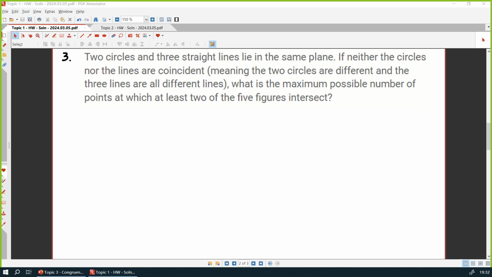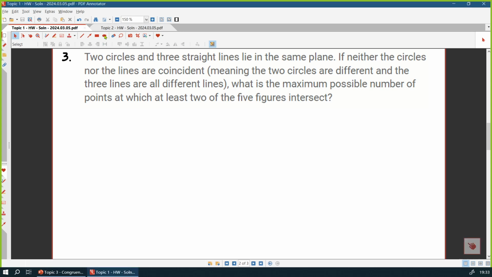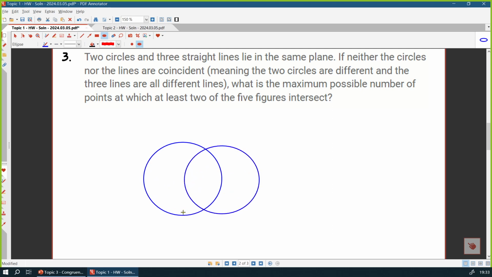Okay, so first of all, how many points of intersection can two circles have? When two different circles are there, they can have at most 2 intersections, right? And then we can add some lines there. Each line can meet each circle in at most 2 points, right? For example, we can put a line here and also a line here, right?